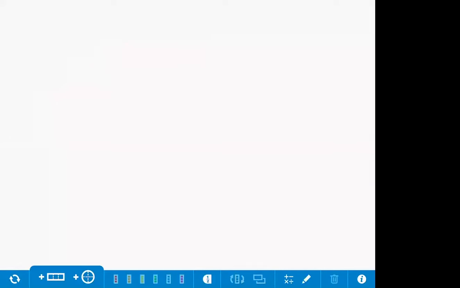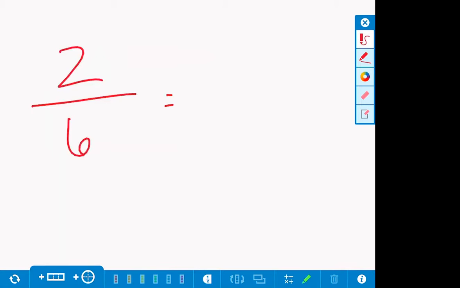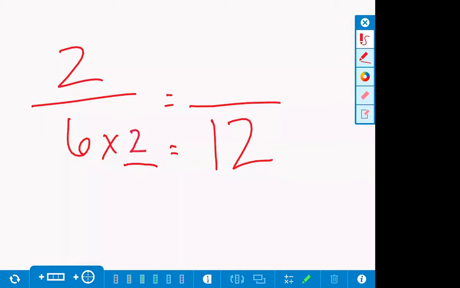All right, what if we have 2/6 is equal to how many 12ths? So now you have to find out what is the connection between 6 and 12. What do you multiply 6 by to get to 12? Does anybody know? 6 times, Kaven? 6 times what gives you 12? 6 times 2. You got it, buddy. So you're going to multiply the bottom by 2 to get to 12.